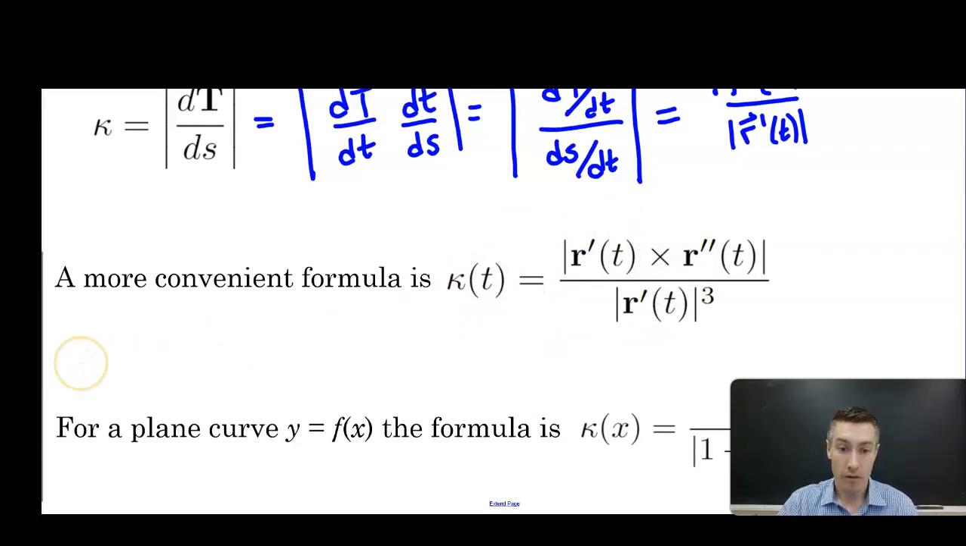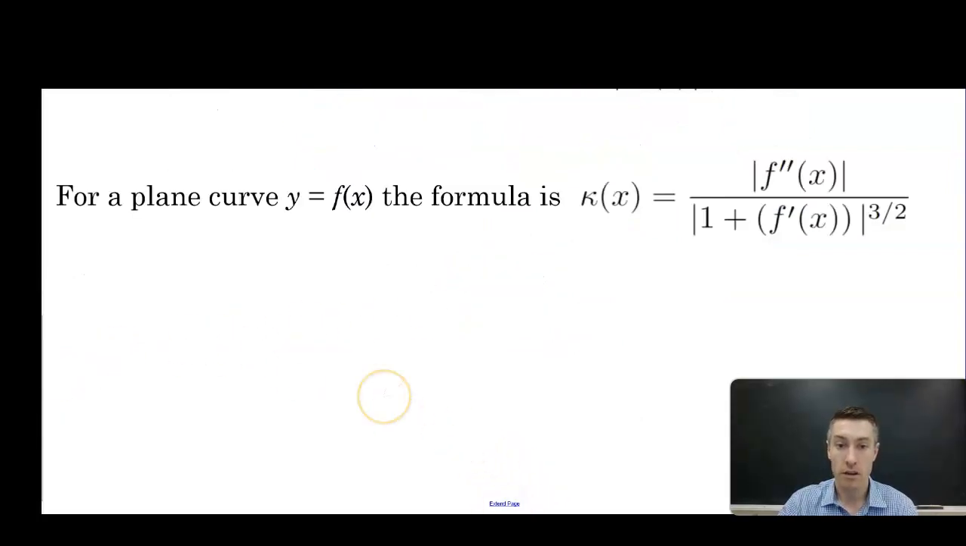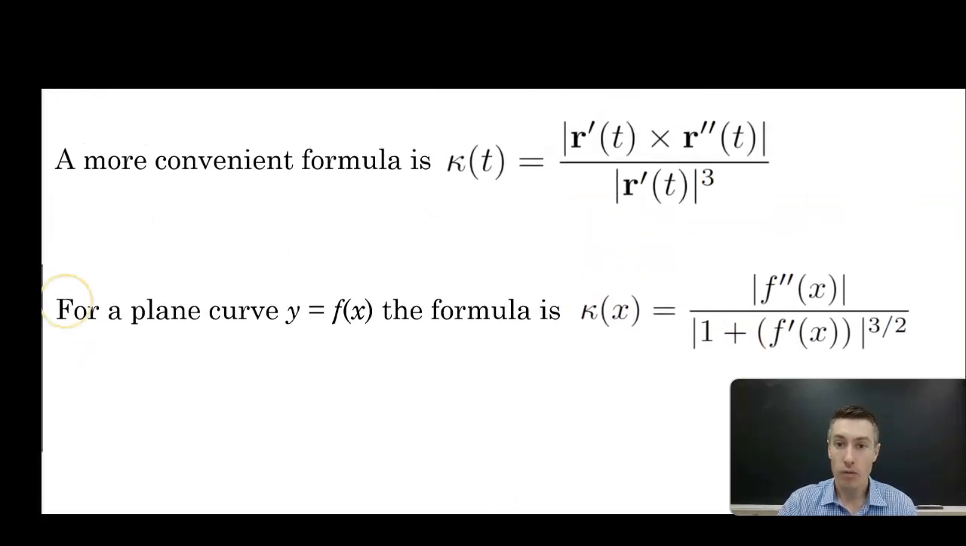For a plane curve, so let's say we have y equals f of x, so y equals x squared, a curve in the xy plane, the formula for curvature would be the magnitude of the second derivative over the magnitude of 1 plus the first derivative squared, raised to the 3/2 power. Now, this is a nice formula if we have y equals x squared, but to be honest, I really only use the formula with the r prime and r double prime.